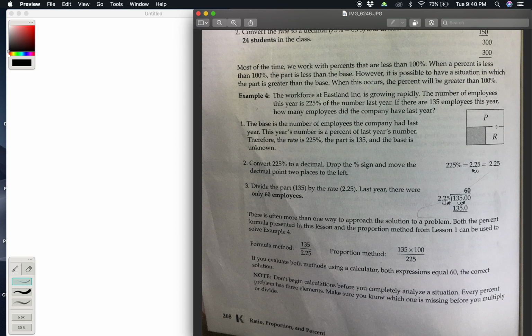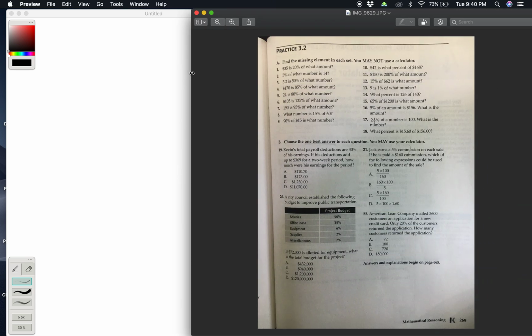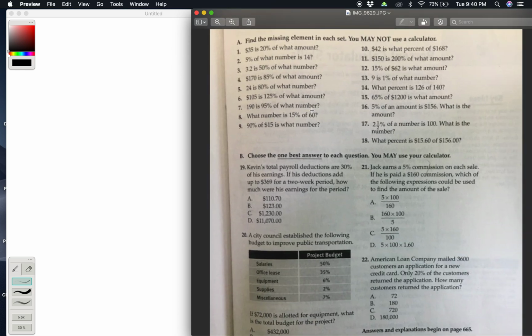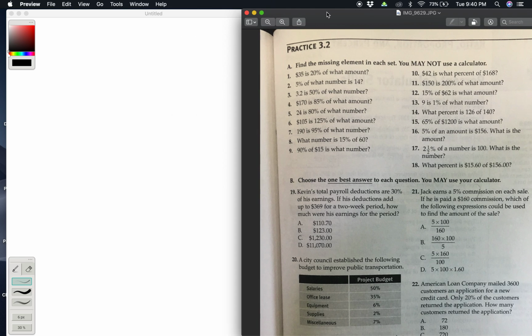Okay, so let's get started. We're pretty much gonna go over this anyways. Okay, so here we have it. I may not do all of these just because it's basically kind of redundant doing the same things over and over.